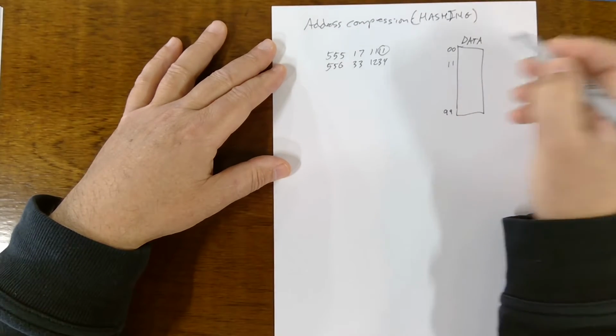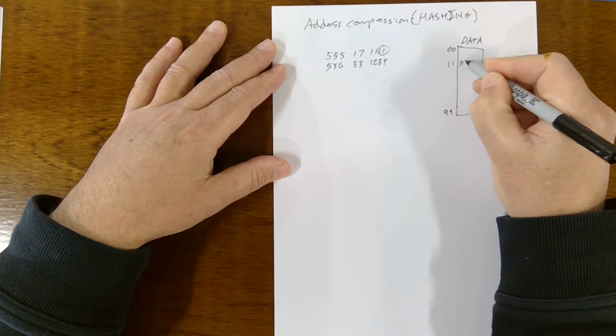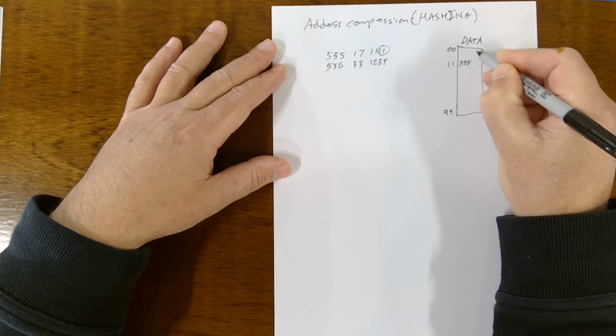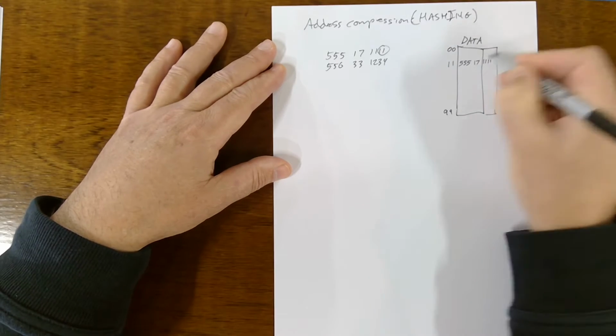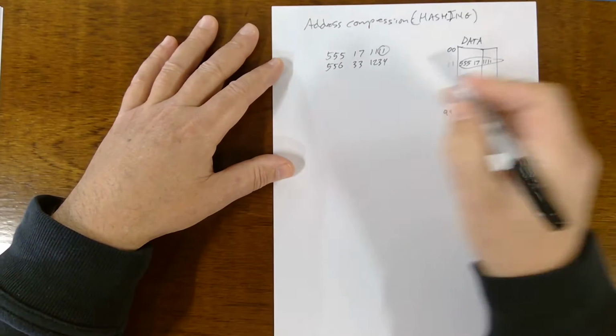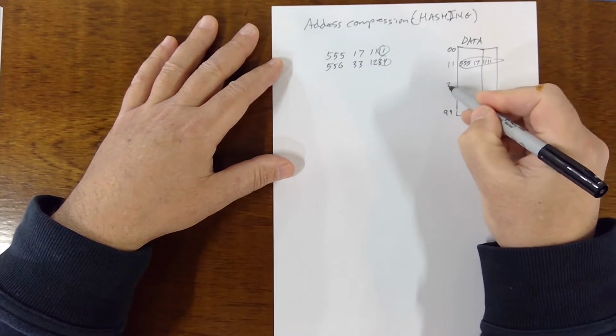So we could go to location 11, and a lot of times you want to put the whole key in here, you know, so that you can check to make sure that you've got what you're looking for. And then this guy would go in location 34.